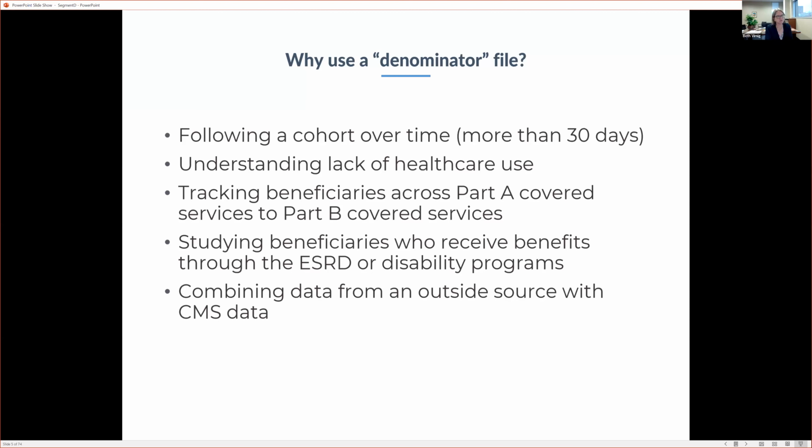Likewise, if you want to track beneficiaries from Part A services to Part B services, you need to know whether they have Part B coverage. That may sound really basic, but it really does happen. If you're studying beneficiaries who receive benefits through ESRD or disability, you need to track it, because sometimes, as somebody asked this morning, you can lose disability benefits after a kidney transplant, after some period of time. They're no longer eligible to receive Medicare benefits under the ESRD program.